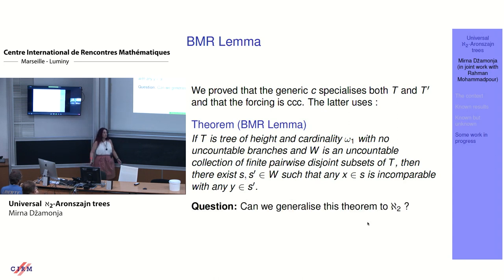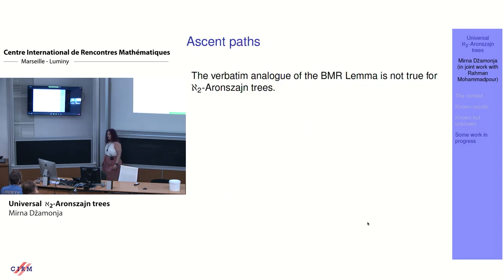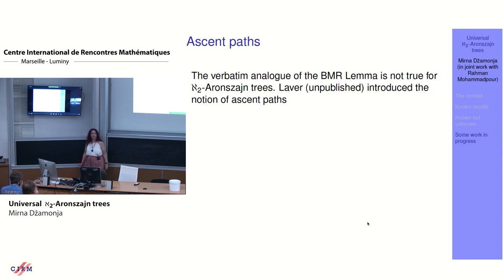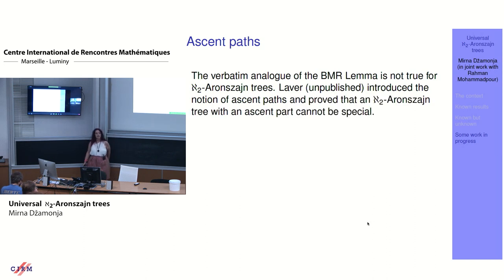Also, what we want to do is to generalize this theorem to Aleph 2. So the first thing to ask is what happens to this lemma. The argument for this lemma is not true on Aleph 2. So it's not true for Aleph 2 Aronszajn trees. In fact, Laver, in an unpublished work which is mentioned in Laver and Shelah, introduced the notion of ascent paths and proved that an Aleph 2 Aronszajn tree which has an ascent path cannot be special.